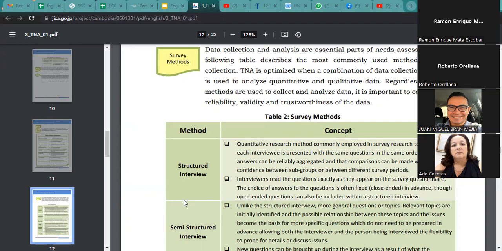Okay, table two, survey methods. Method, a structured interview, and the concept is the following. A quantitative research method commonly employed in survey research to ensure that each interviewee is presented with the same questions in the same order and that answers can be reliably aggregated and that comparisons can be made with confidence between subgroups or between different survey periods. Interviewers read the questions exactly as they appear on the survey questionnaire. The answer choices to the questions are often fixed, closed-ended in advance, but open-ended questions can also be included within a structured interview. Okay, what did you get from that one?